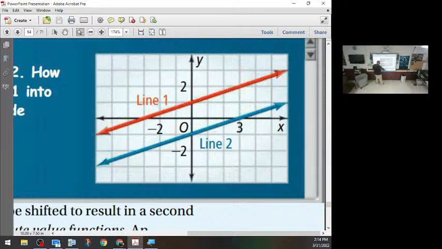But you notice that every single point in it goes down 2 units. That's what a transformation is. A transformation is I take what's called a parent graph, a parent function, and I alter it.